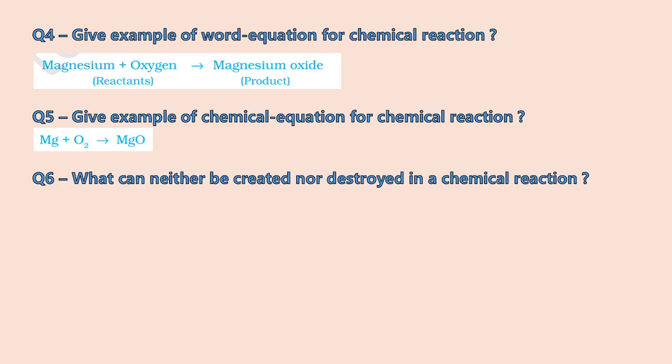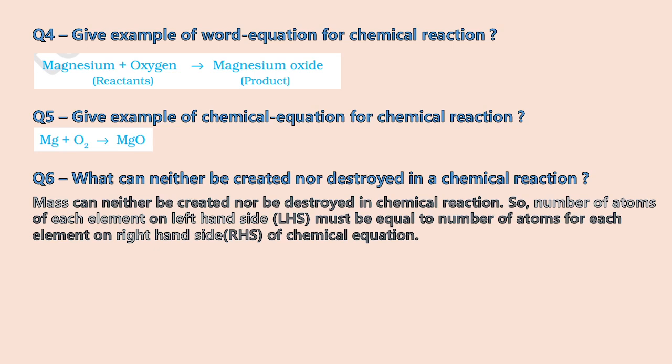What can neither be created nor destroyed in a chemical reaction? See, mass can neither be created nor destroyed in a chemical reaction. So the number of atoms of each element on the left hand side must be equal to the number of atoms of each element on the right hand side of the chemical equation, because the atoms just break bonds between one another and form new bonds with each other, bringing out new substances. But the atoms by themselves are neither created nor destroyed.